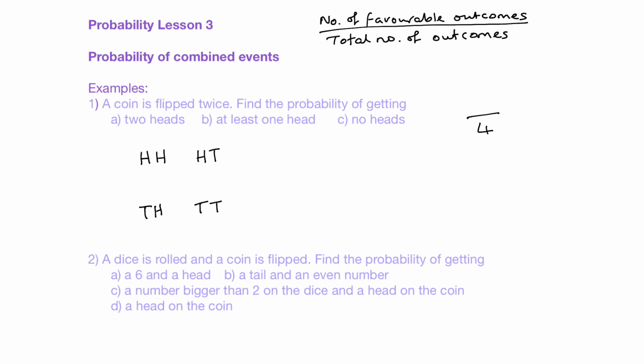So, part A, the probability of getting 2 heads, remember we would write that down as capital P and then the event that we're interested in, or the question. So probability of getting 2 heads is going to be, well, let's just have a look here. That's 2 heads, that's not, and that's not. So there's 1 out of 4. So the probability of getting 2 heads when you flip a coin twice is a quarter. Okay. Now, part B, the probability of getting at least 1 head.